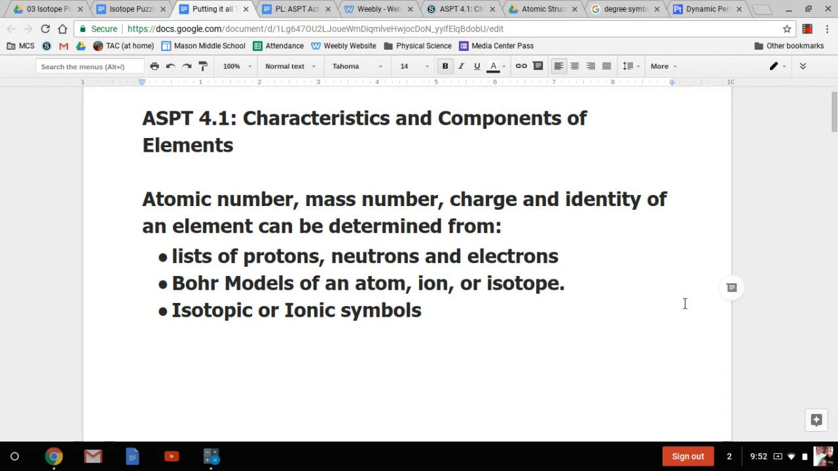It probably won't take you as many days as I allotted, but what we're talking about here is the characteristics and components of elements. Try to say that 5 times fast. All right. What we're trying to do here is figure out the atomic number, mass number, charge, and identity of an element. And we're going to determine that through lists of protons, neutrons, electrons, or through Bohr models of atoms, ions, or isotopes, or even an isotopic or ionic symbol.